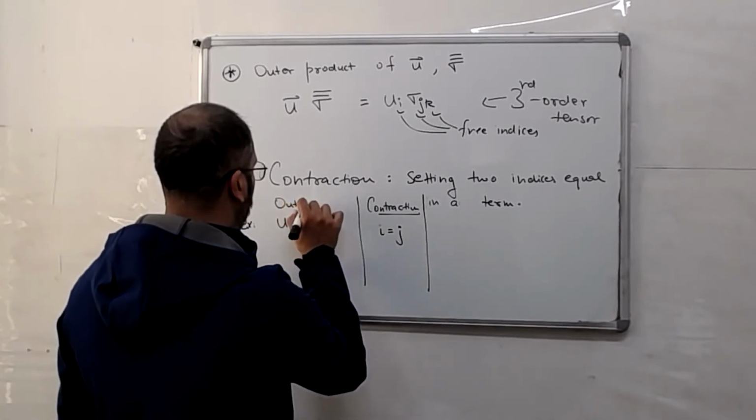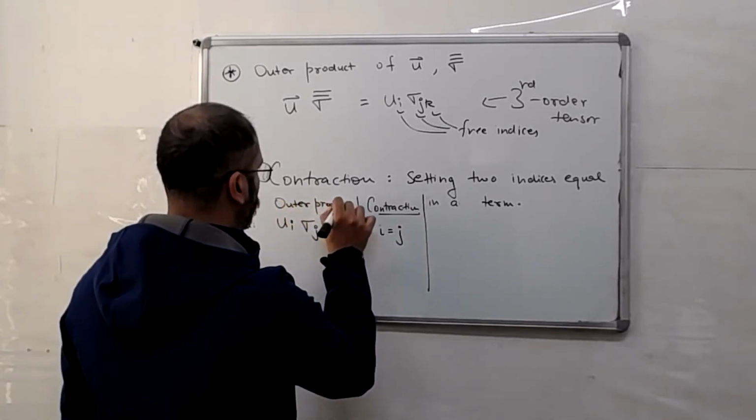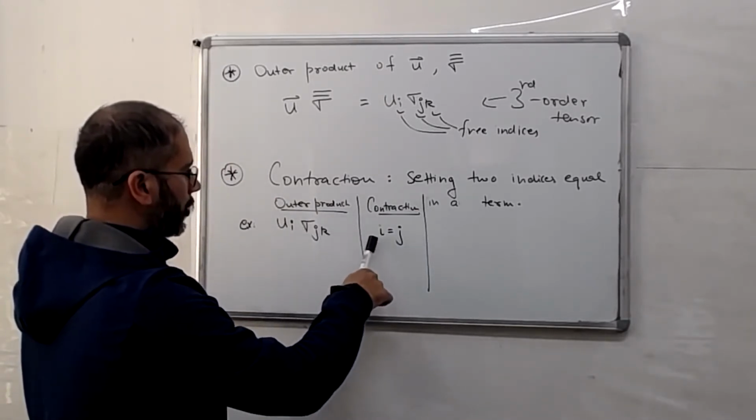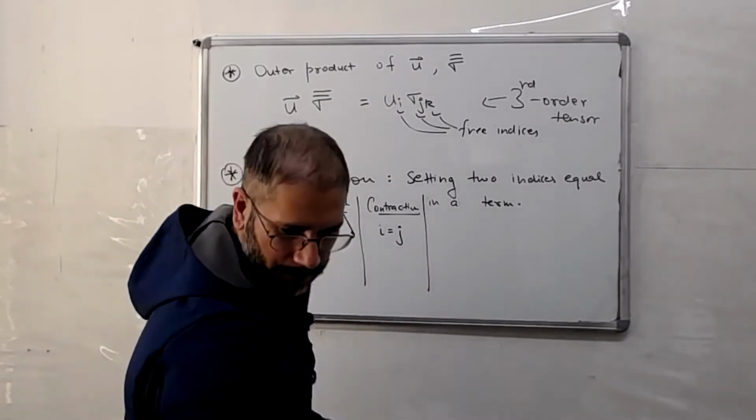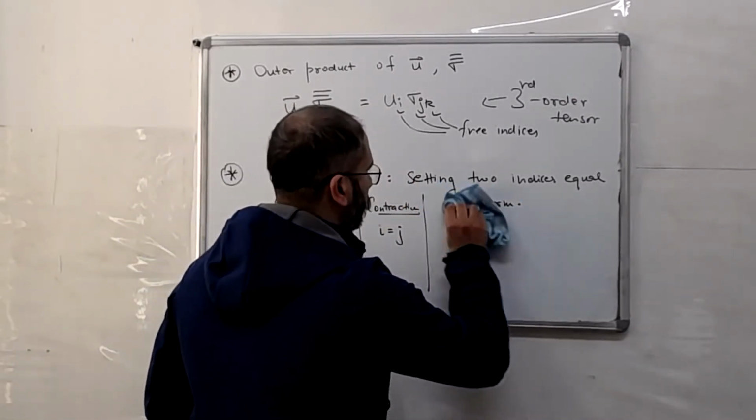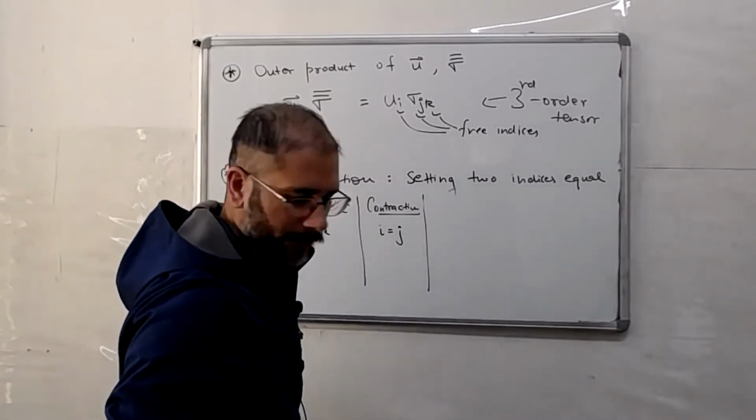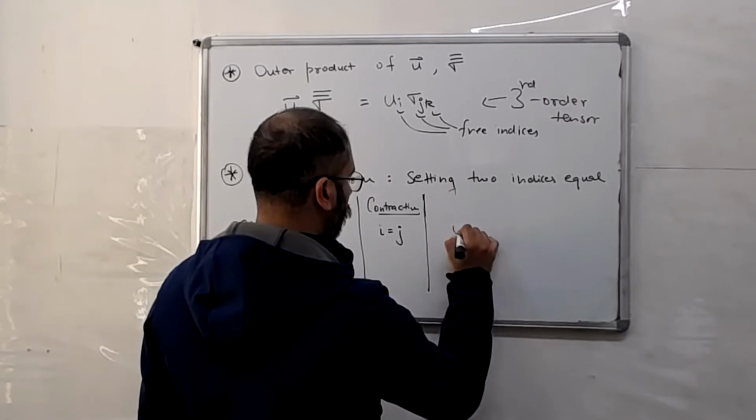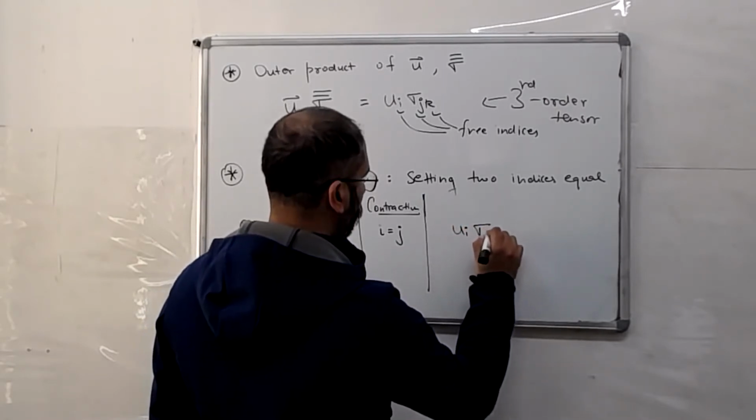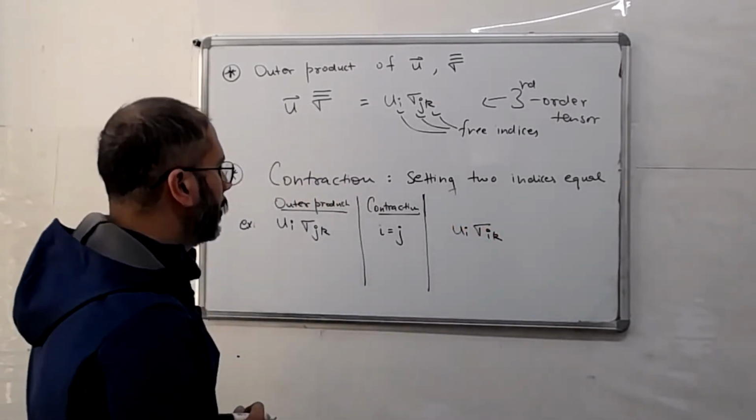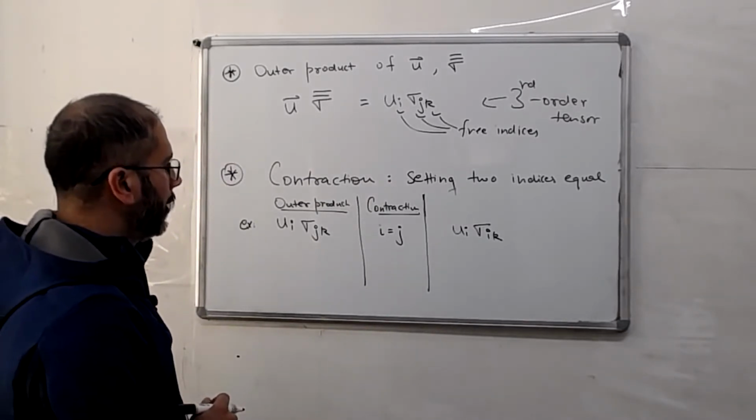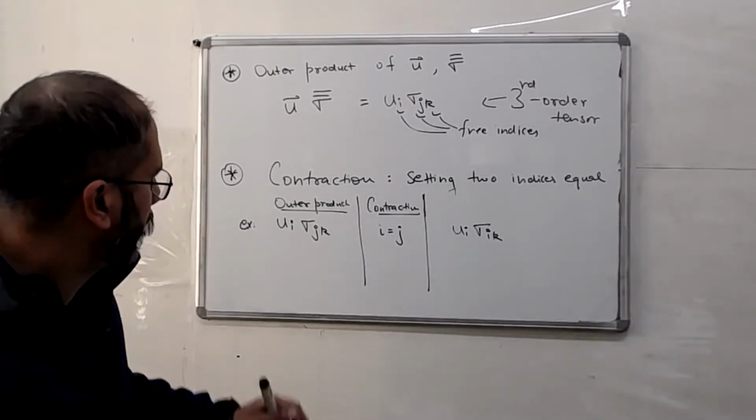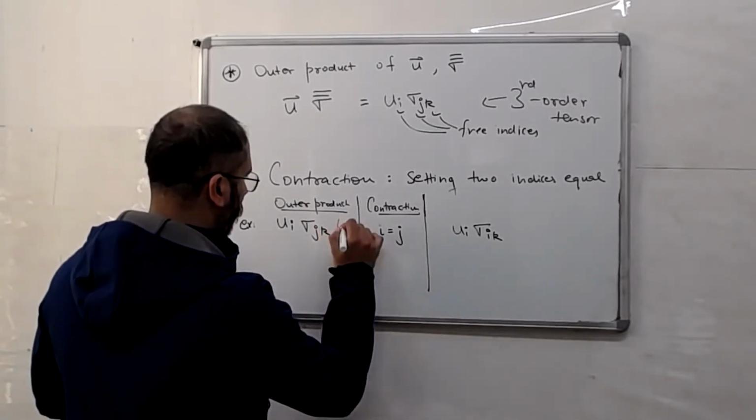So we'll call this the outer product. So in this outer product, ui sigma jk, you apply the contraction i equal to j, and what you get is ui sigma ik, right? So the order of this thing that we started with was, I'll put it in bracket, 3.